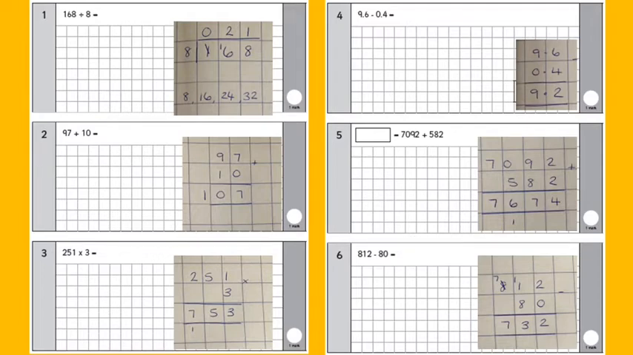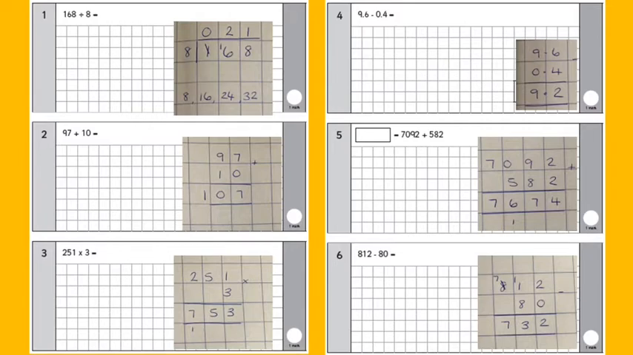Number 5, we have got an addition where the answer box is on the wrong side, so you still do it exactly the same way, it's just done like that to throw you. So we've got 2 add 2 is 4, 9 add 8 is 17, carry the 1 across, 0 add 5, add the 1 that's been carried is 6, and 7 add nothing is 7.